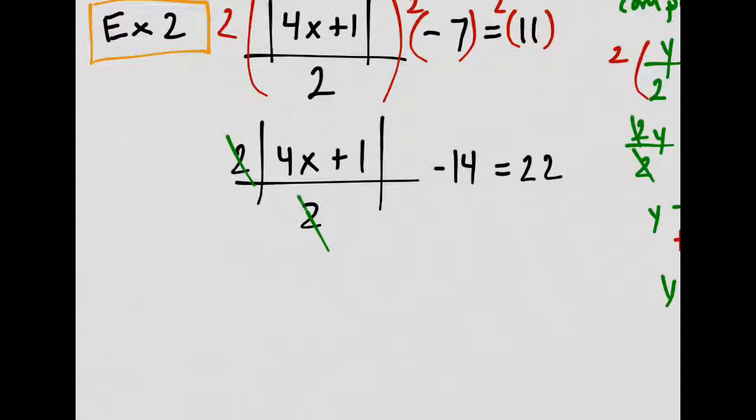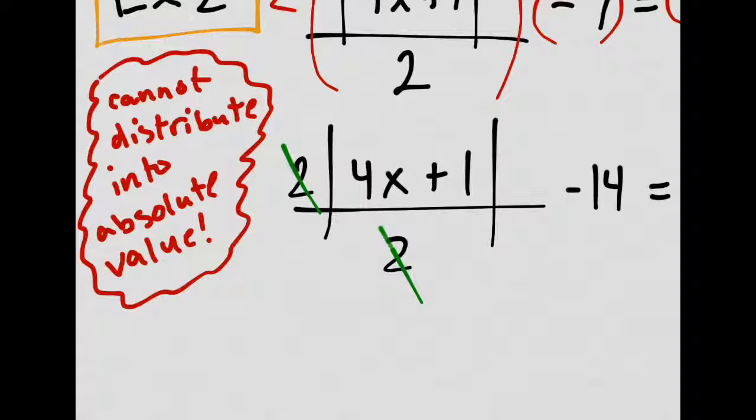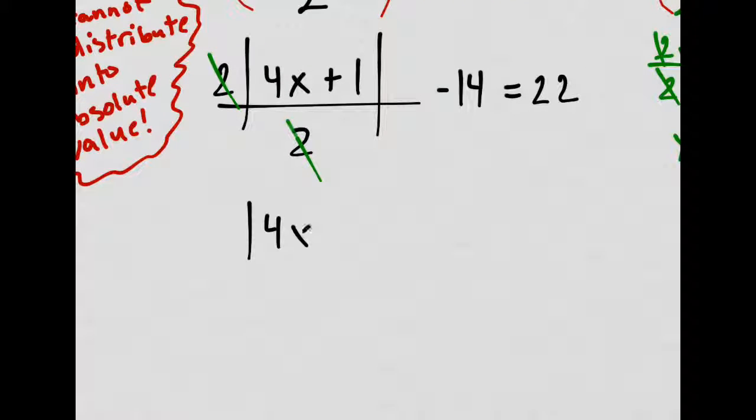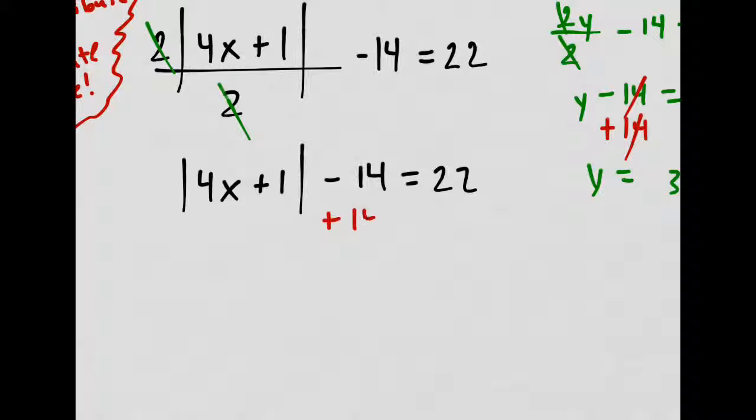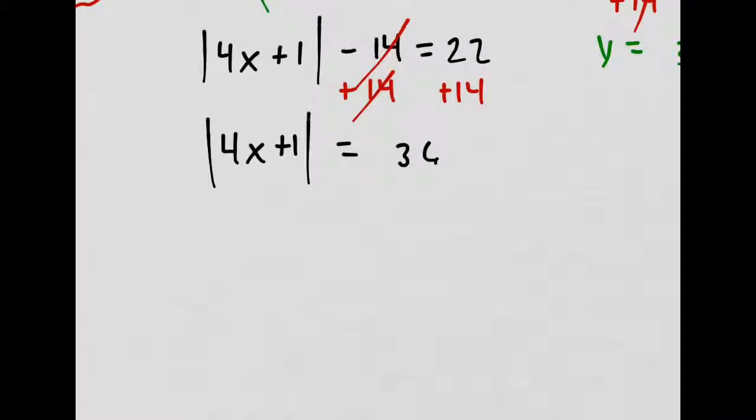Here, the 2's will cancel because we have one in the top, one in the bottom. Let me just write on the side here. You cannot distribute into absolute value. So they just cancel out on the top and the bottom. And what we have left is the absolute value of 4x plus 1 minus 14 equals 22. Well then I've got to add 14 to both sides. So that goes away, and I have the absolute value of 4x plus 1 equals 36.